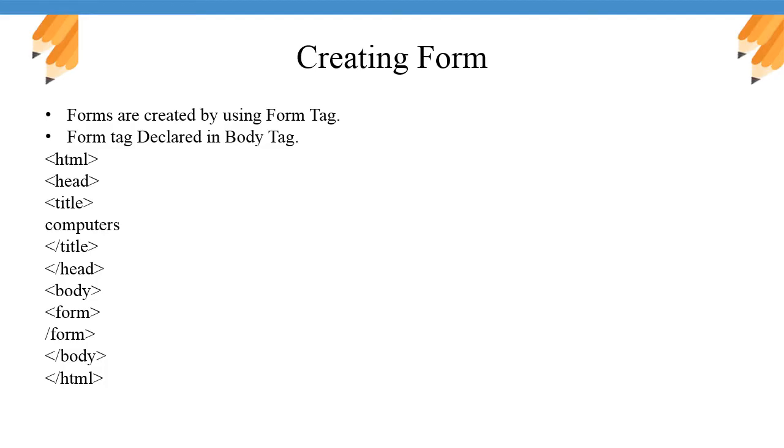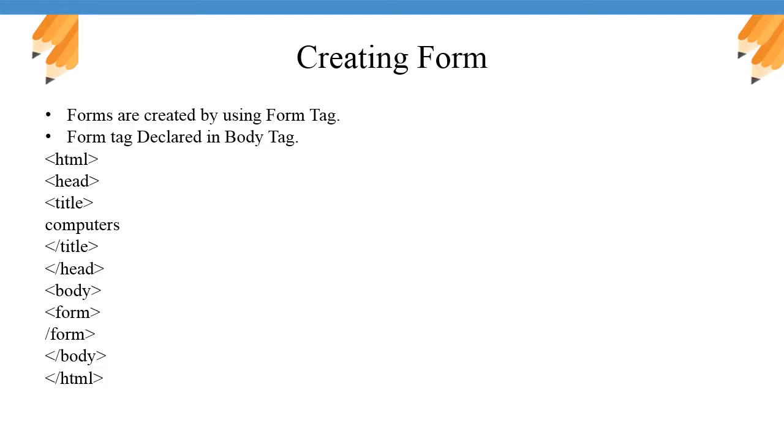Here we learn about creating forms. Forms are created by using the form tag. The form tag contains a starting tag and an ending tag. Forms are declared in the body section. Every HTML program contains two sections: one is the head section and the other is the body section.